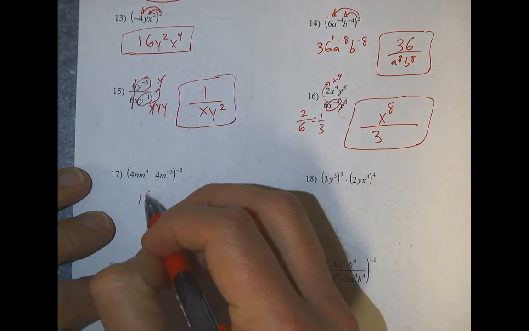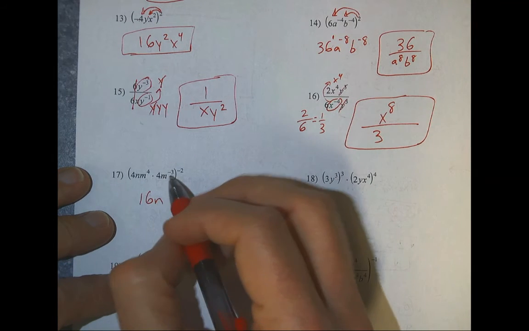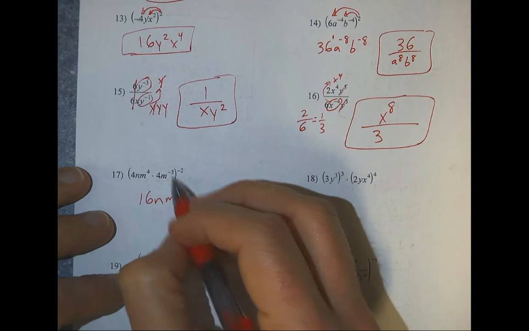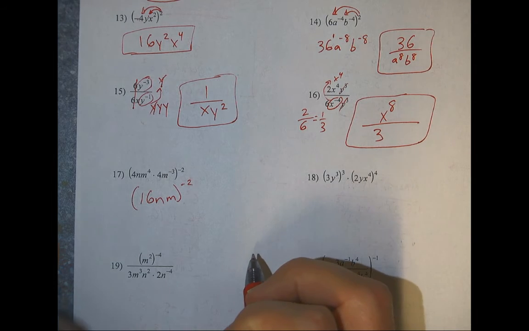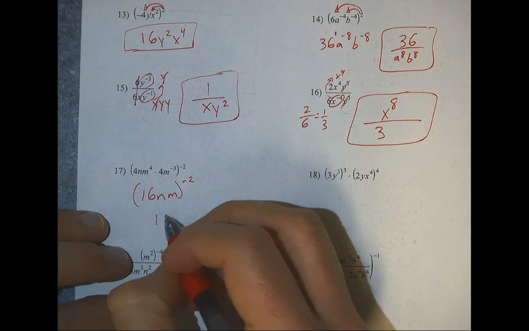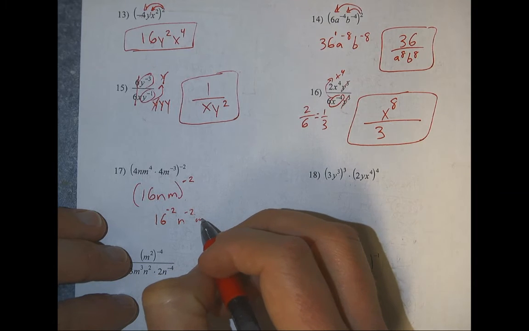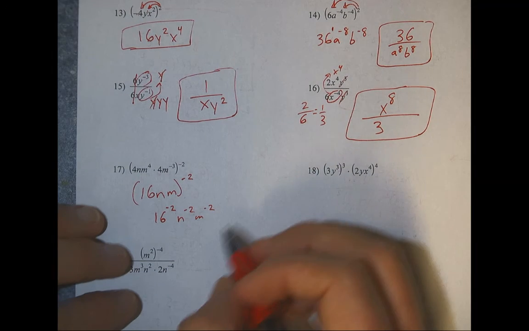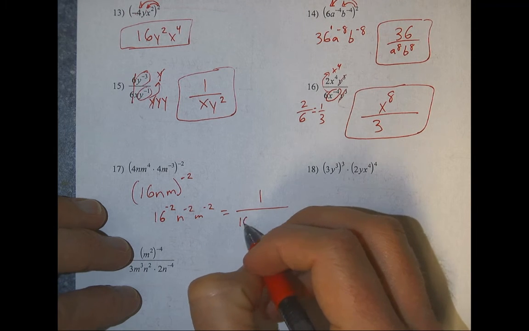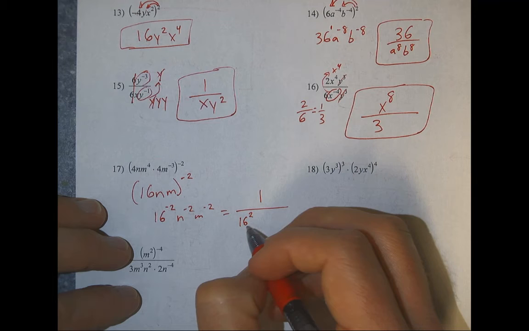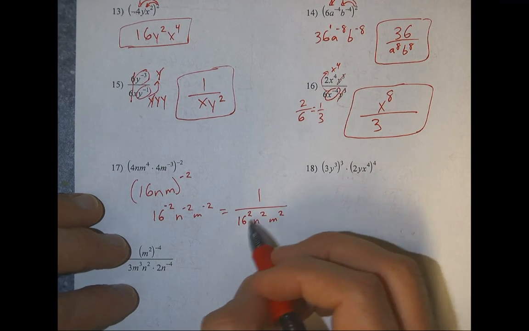4 times 4, that's 16. There's no other n's. And when I put my m's together, that's going to be m to the 4 minus 3, which is m to the positive 1. So that's getting raised to the negative 2. So everything is going to get it. 16 raised to the negative 2, n raised to the negative 2, m raised to the negative 2. So all of it's going to the bottom. So we're going to have a 1 on top. So it's 16 squared. We're going to have to change that to an actual number. N squared, m squared. So everything comes to the bottom, becomes positive.